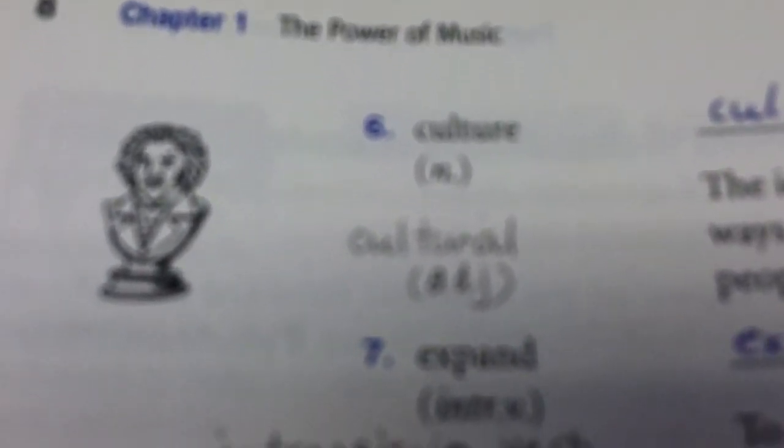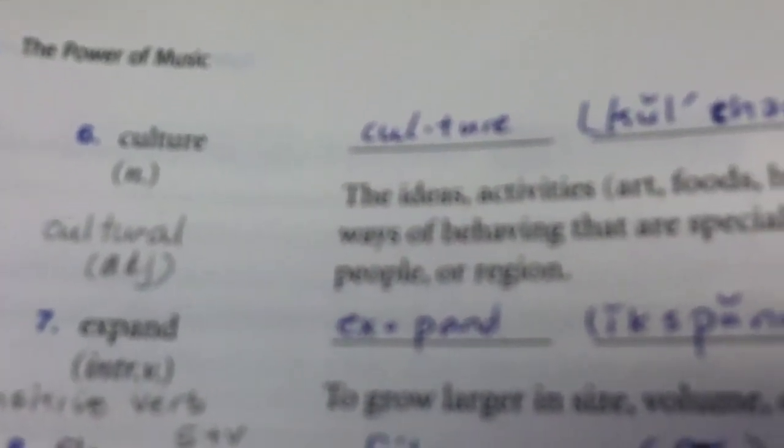Let's look at number six. We have the word culture. Culture is a noun, right? I think you already know this word, culture. It relates to the ideas, activities, art, foods, businesses, and ways of behaving that are special to a country or a people or a region.